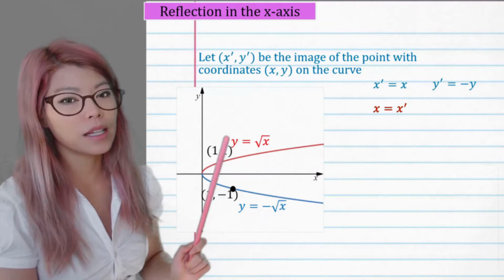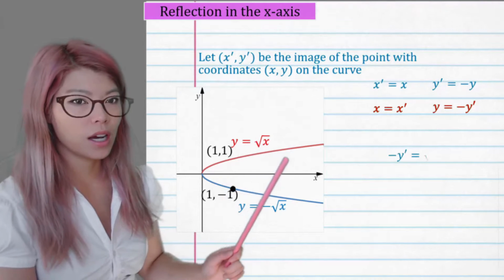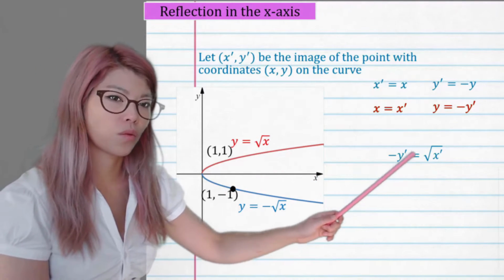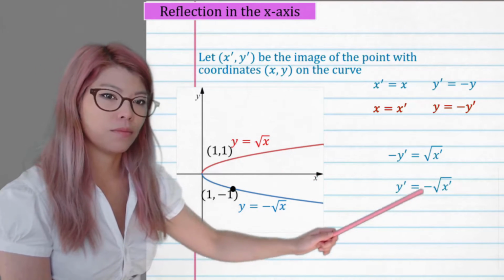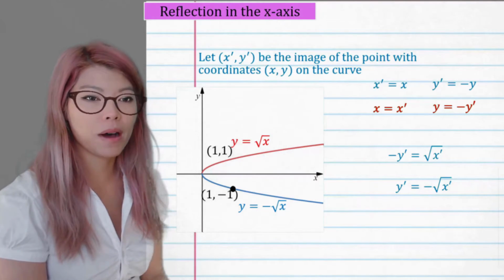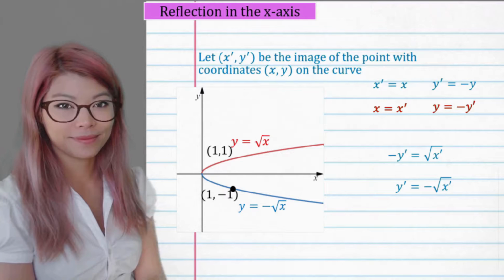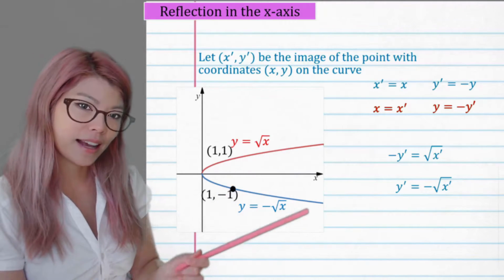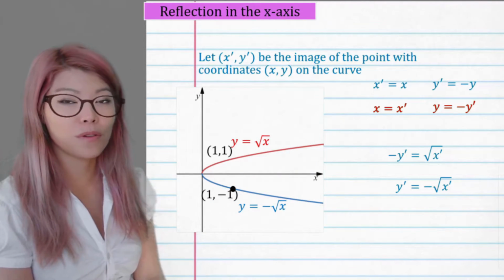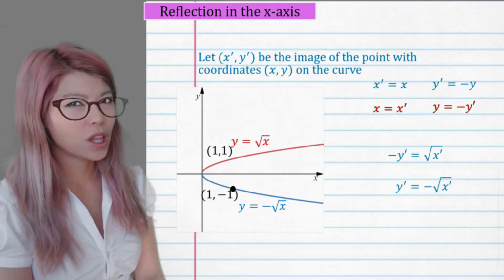Now putting it into the equation, we have minus y equals square root of x, and then bringing the minus to the outside, we have minus square root of x. So the minus is outside. So that's reflection in the x-axis, what you're familiar with, what we've done previously. So what do you think we'll do now?